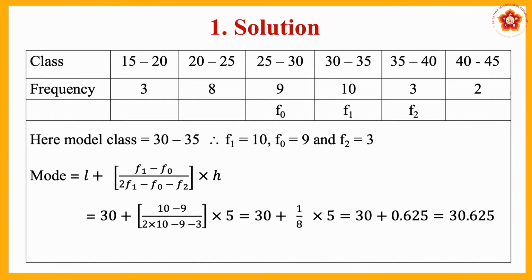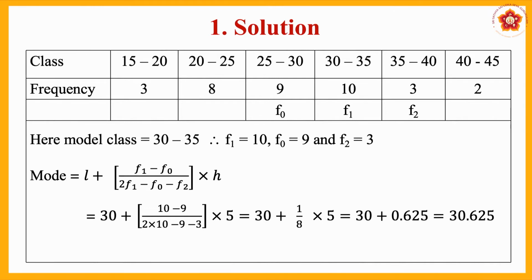Now, to find the mode, we already know the formula: L plus (F1 minus F0) divided by (2F1 minus F0 minus F2), into H. Here L stands for the lower limit of the modal class. Which is the modal class? 30 to 35. Which is the lower limit? 30. Therefore, in the place of L you have to substitute 30.